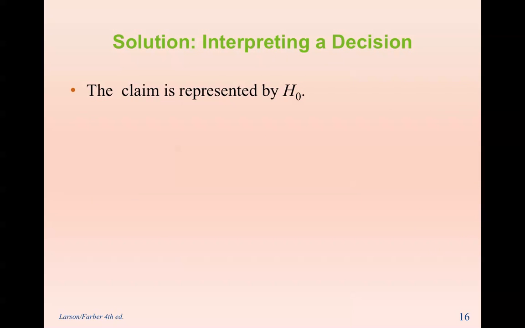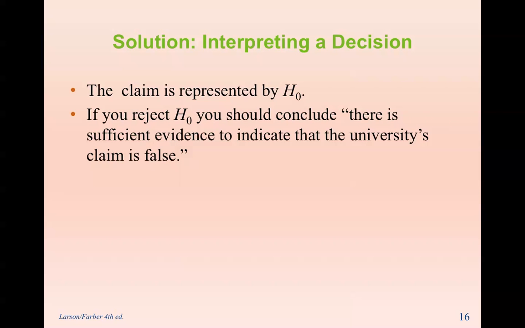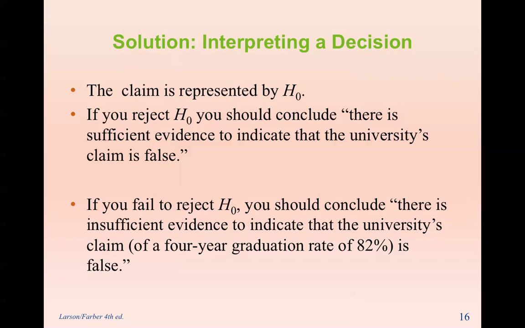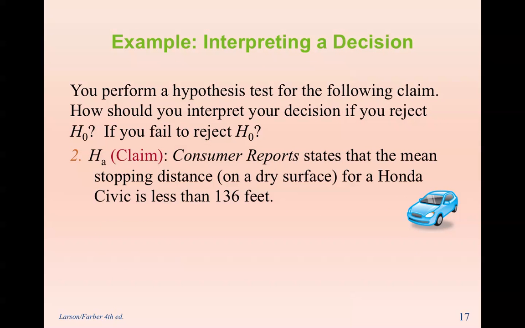So first we have to represent our claim, and if you reject H naught, you should conclude that there is sufficient evidence to indicate that the university's claim is false. And if you fail to reject H naught, you should conclude there is insufficient evidence to indicate that the university's claim of a 4-year graduation rate of 82% is false. So let's interpret our decision.